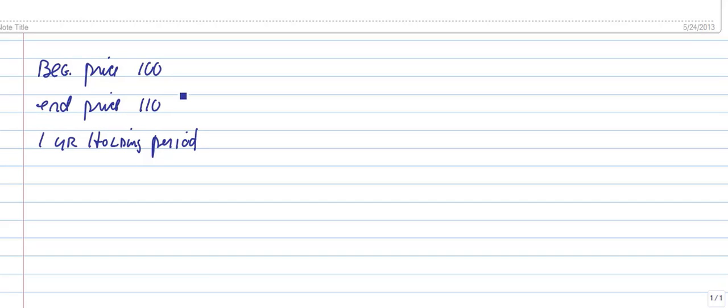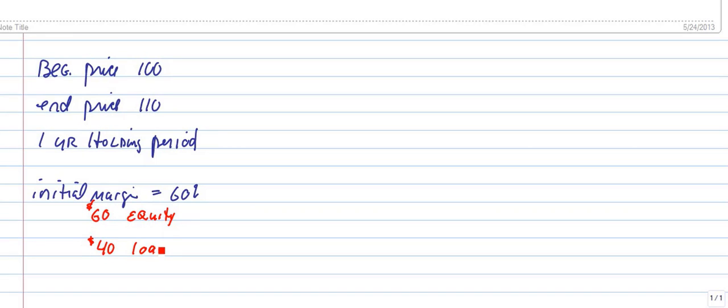We're going to assume the following. Remember, on a margin, you have an initial margin and a maintenance margin. So our initial margin is going to be 60%. Now, what does that mean? Well, I bet you remember that the investor has to put up $60 in initial equity, which means $40 is the loan. They borrowed $40.